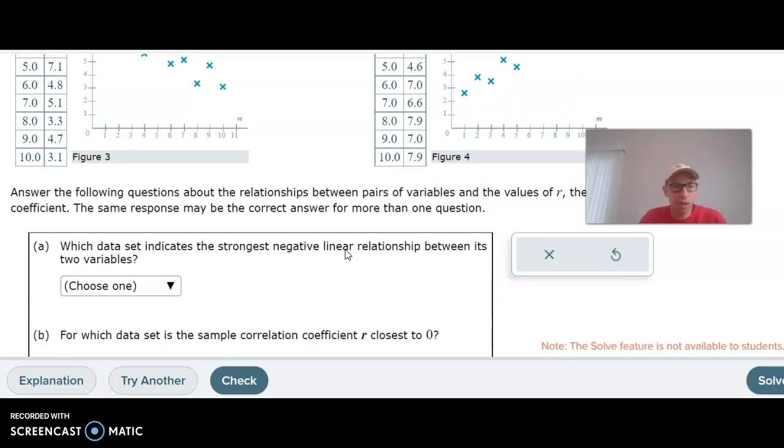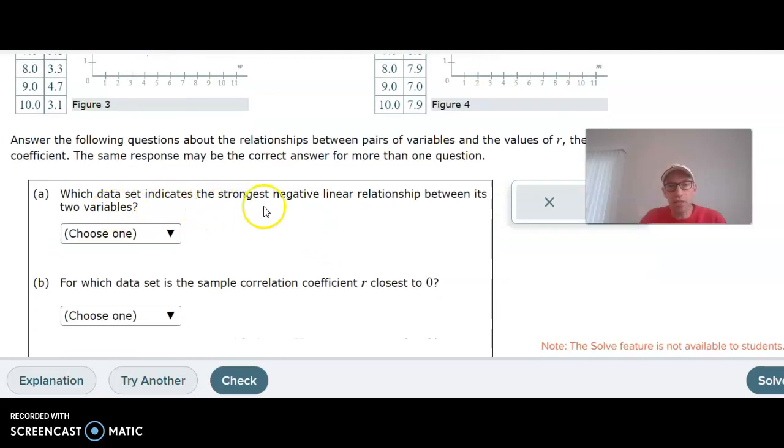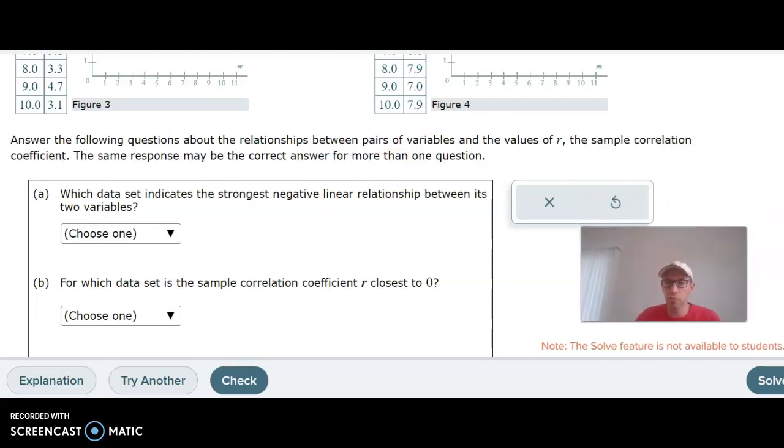All right, so we have some questions. Which data set indicates the strongest negative? So just a real quick reminder, -1 is an extremely strong relationship, and so is +1. They're equally strong, just opposite directions. The weak relationships are around 0. 0 is absolute lack of any linear relation. So -1 and 1 are both as far away from 0 as you can get, and those are the strongest relationships. Strong means far away from 0.